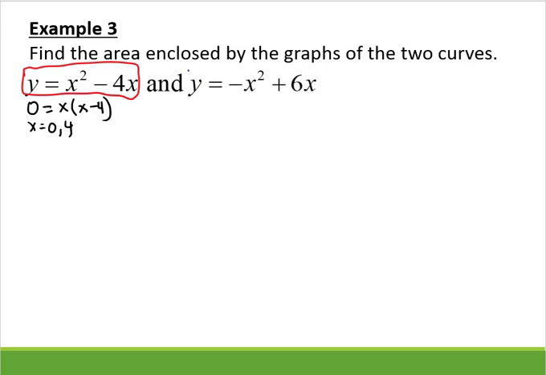Setting this guy equal to 0, I factor out my x. I get a negative x plus 6. So his x-intercepts, or his zeros, are 0 and 6, and he opens down.